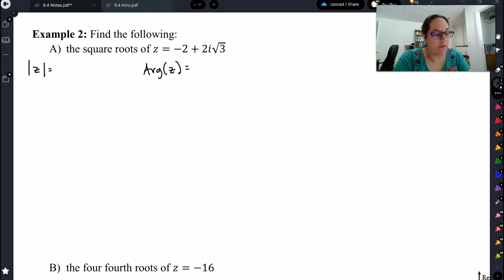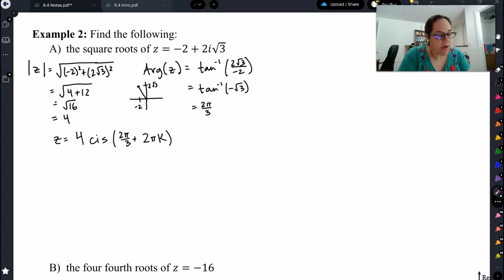So pause the video, find the modulus and argument, and come back with it written in polar form to check and see how you did. Check what you got with what I got. So writing z in polar form, I got 4 cis 2 pi thirds plus 2 pi k.